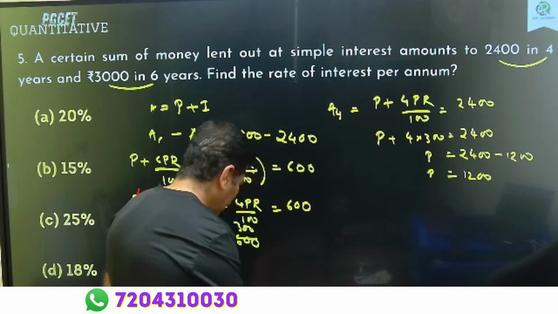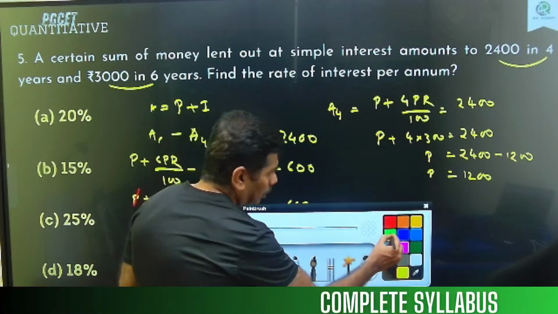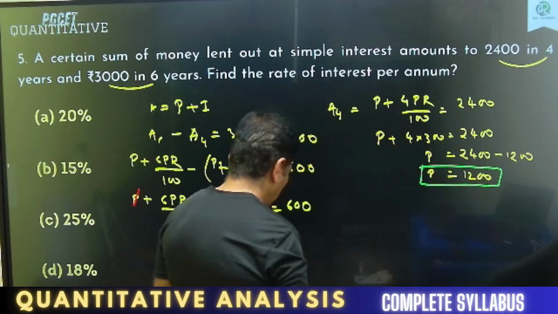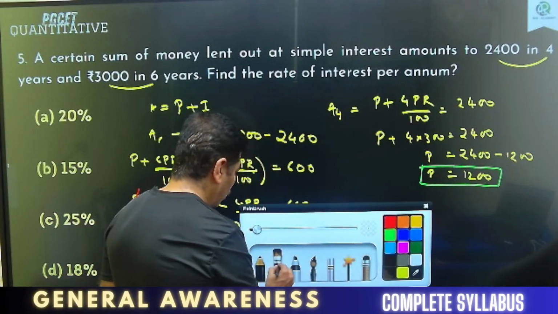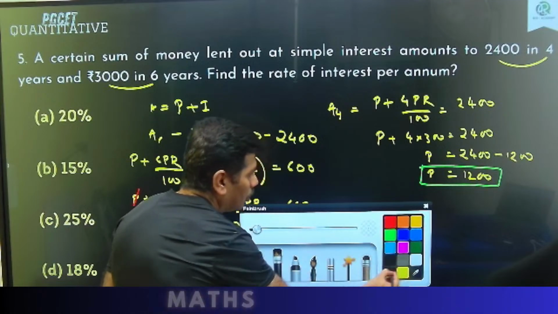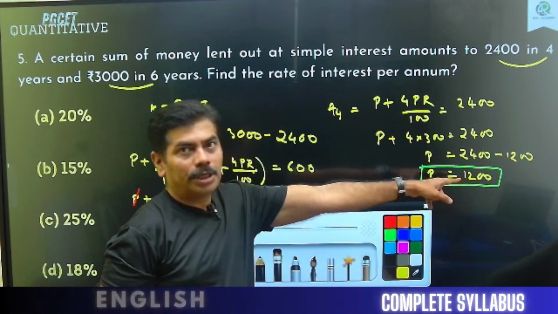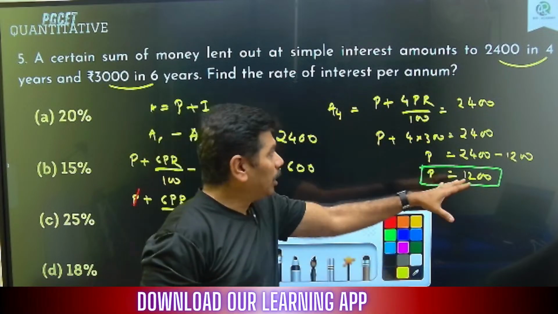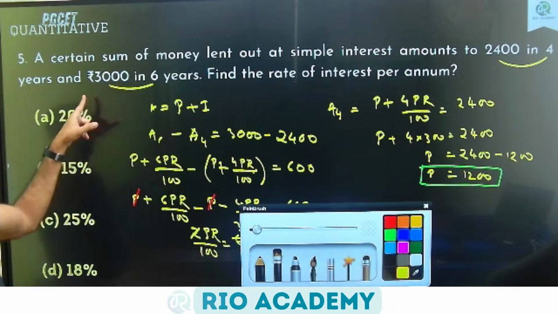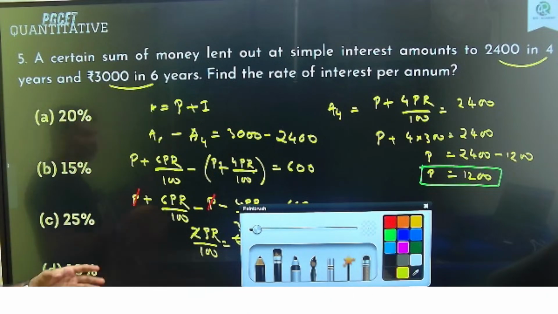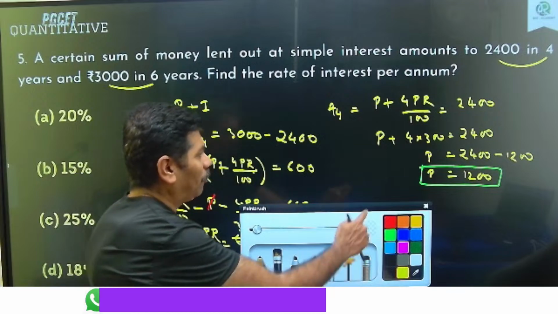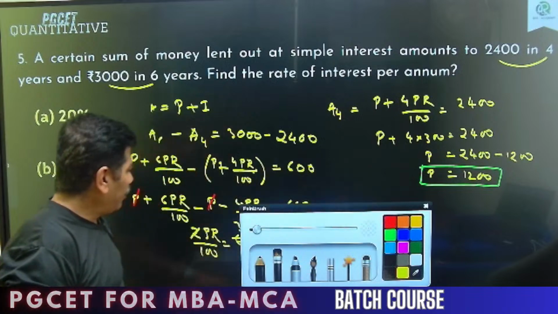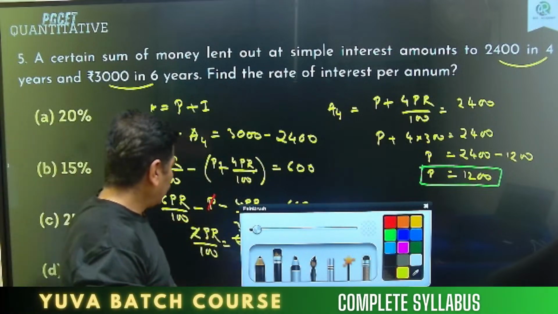Okay, now if you want to understand this simply, I'll put it like this. When I kept 1200 rupees for 4 years, my total became 2400. The same 1200, when I kept for 6 years, I got 3000 rupees. Okay, so now we know the value of P, that is the principal amount. Now using this value of P, we can find out the rate of interest by this formula.